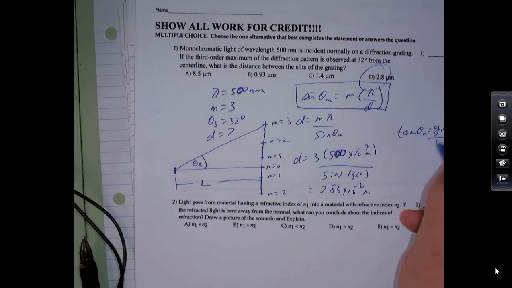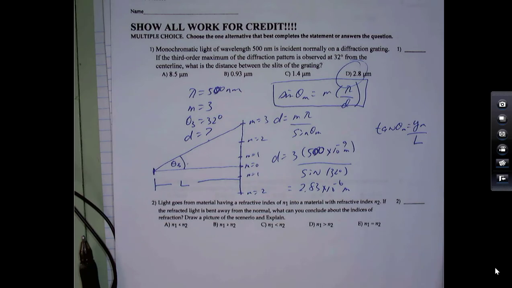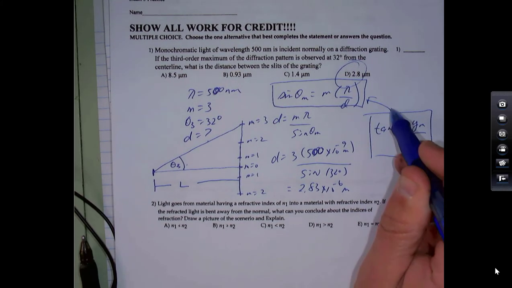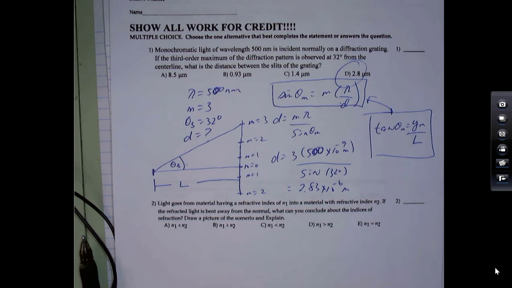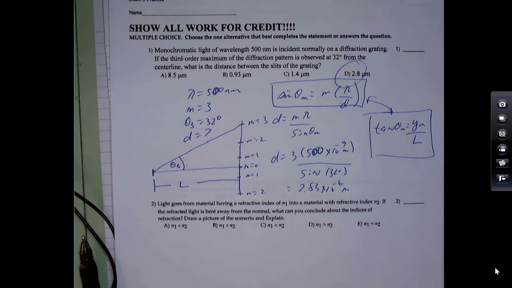Okay, and that's purely just from the trigonometry of the whole thing. So you have both of these. You can use this one or this one. So in this problem, they might have asked you the angle, and if they give you the distance to the screen, you could figure out the distance to the bright spots, that sort of thing. Okay, good. So not too bad.